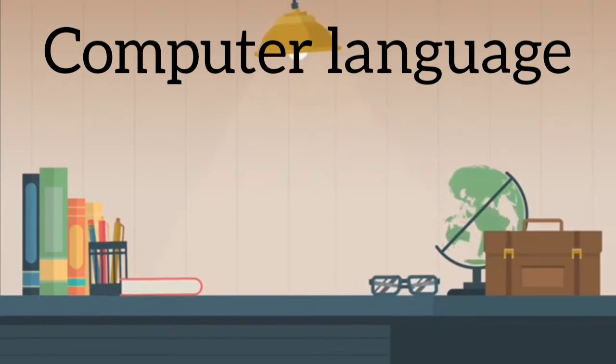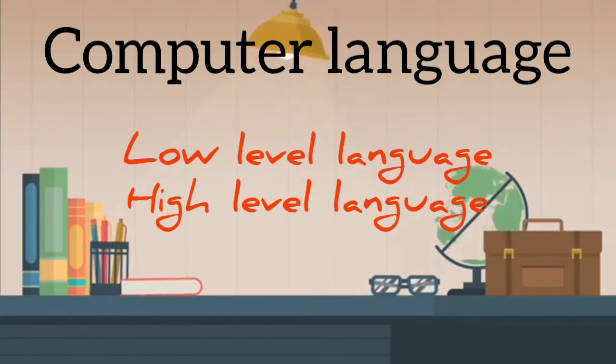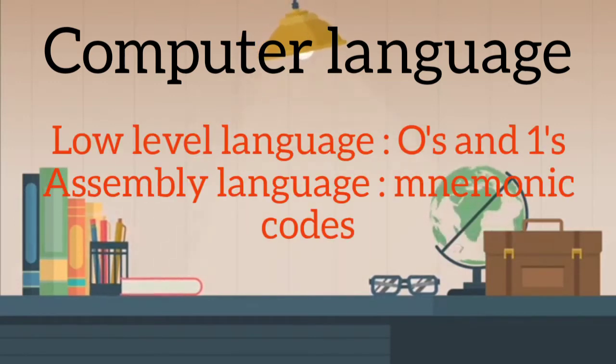In your textbook, the first page discusses the computer language. Computer language is divided into two: low-level language and high-level language. The low-level language means the machine language. The low-level language is also divided into two: machine language and assembly language. We know that machine language means zeros and ones, and assembly language means it is using some mnemonic codes.